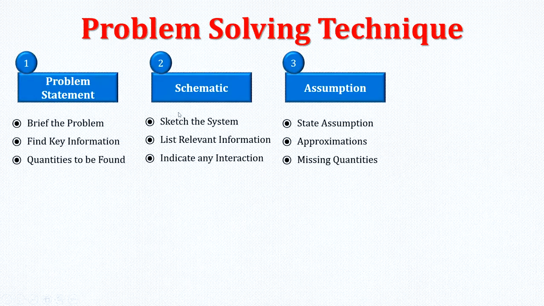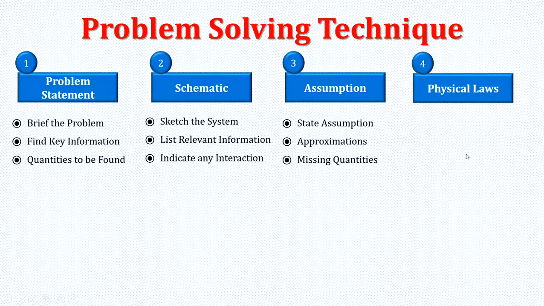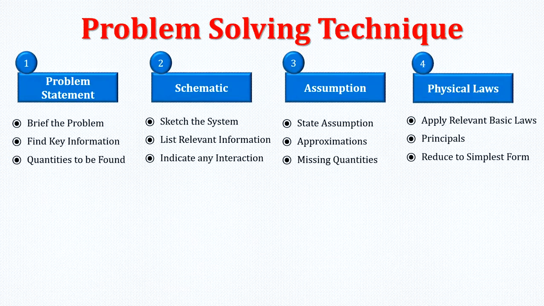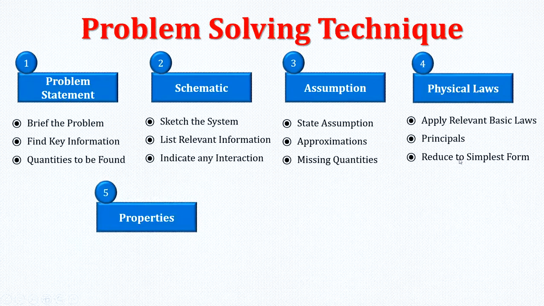After completing step 1, step 2, step 3, we can go for step 4, that is physical law. We can apply physical laws to that numerical. So basic laws from physics and chemistry are to be applied. Principles can be applied. Why is this required? The ultimate aim is to get the simplest form of the problem. Next step is step 5, properties.